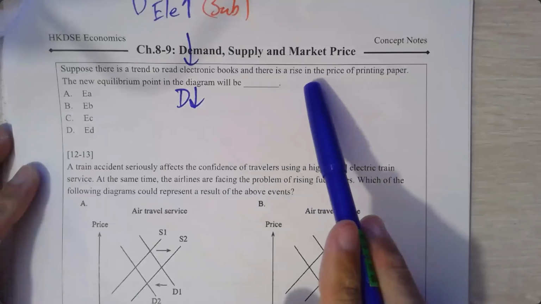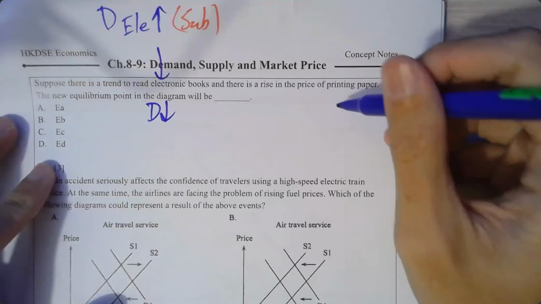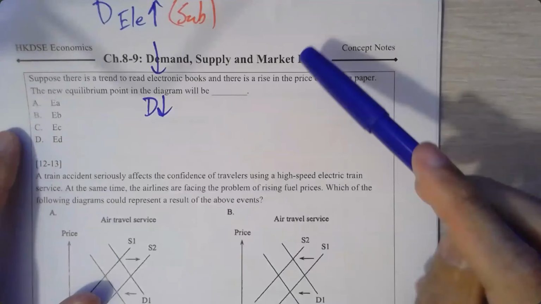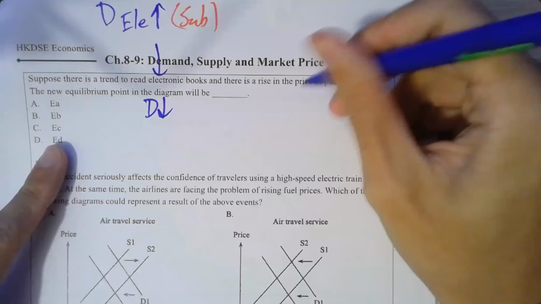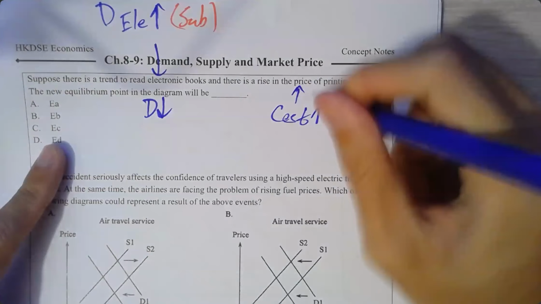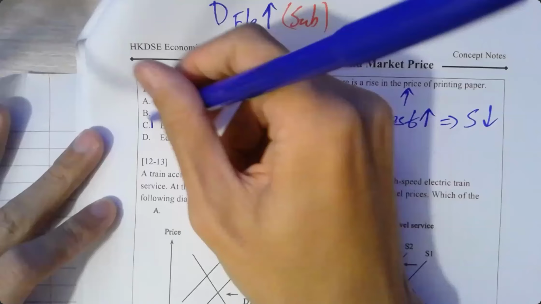好啦，跟住啦。There is a rise in the price of printing paper. 好啦，如果 printing paper 而家貴咗，即係咩意思啊？Boys, in order to make books, you need printing paper. So the price of printing paper increases. It means that the cost would increase, meaning the supply would decrease. So here, supply decrease S1. D1 S1, I think it should be here, EC. Answer will be EC. Point C.